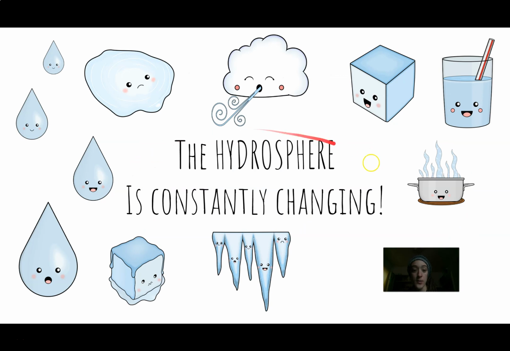Okay, so the hydrosphere is constantly changing. All throughout the water cycle, water is changing states from solid to liquid to gas and back again. And remember, this is happening all the time. It's not like one day water is changing from liquid to gas and the next day it's changing from liquid to solid. Nope, all over the earth it's going through these changes all the time.